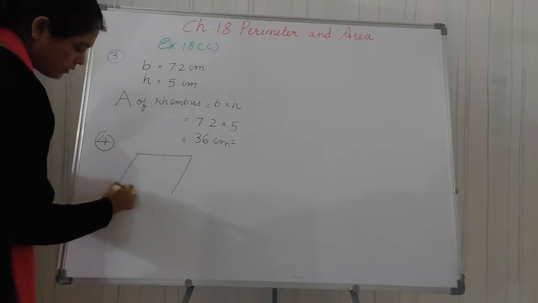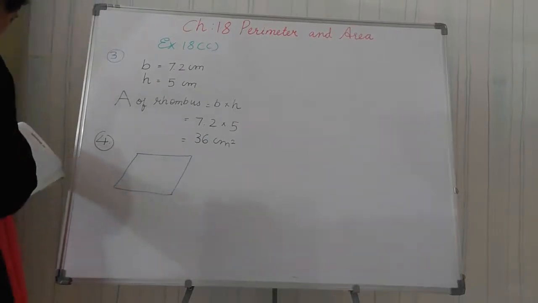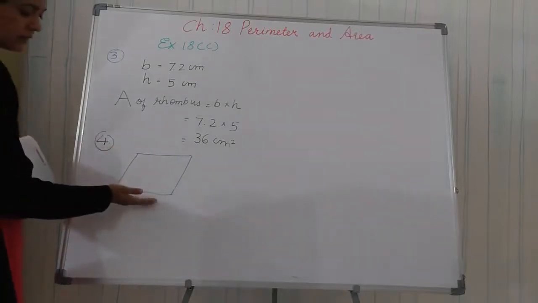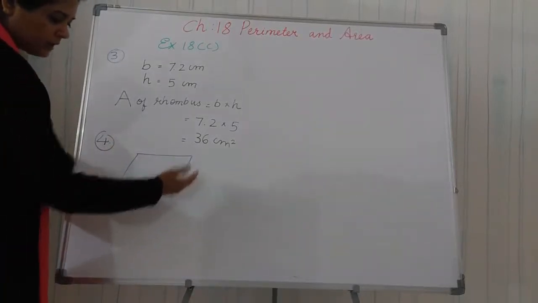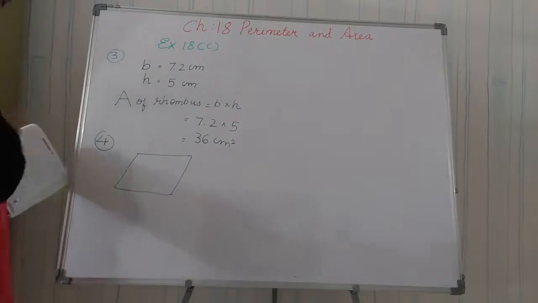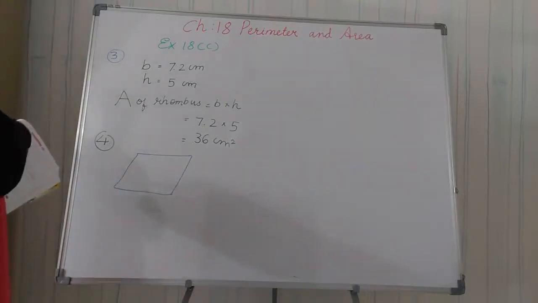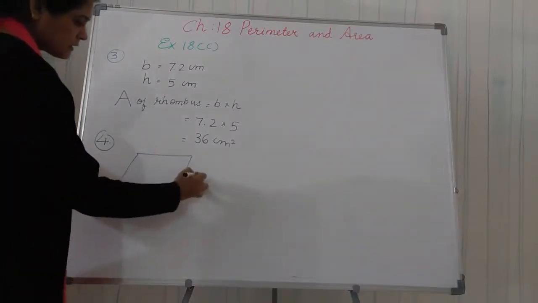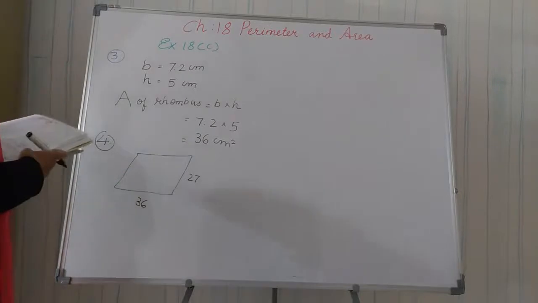So this is the parallelogram I have drawn. Now here adjacent sides means this is the side, and next to it, whichever side, they are called adjacent sides. Okay, so here 36 and 27, two adjacent sides are given. This is 36 and this is 27 centimeters.